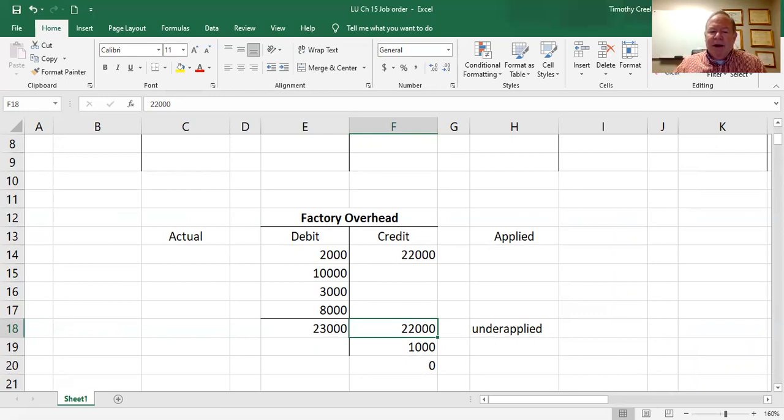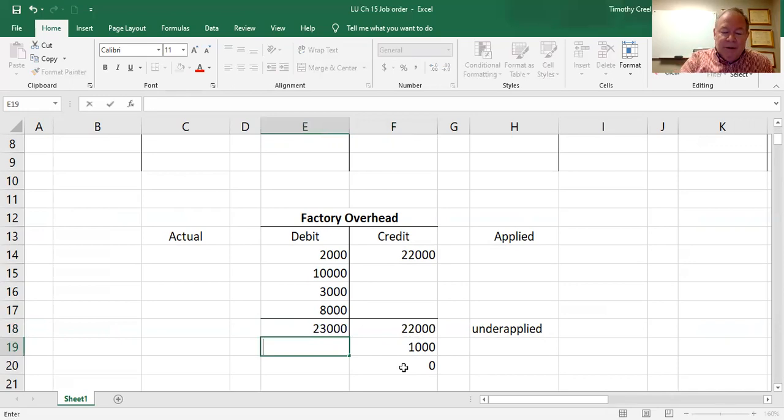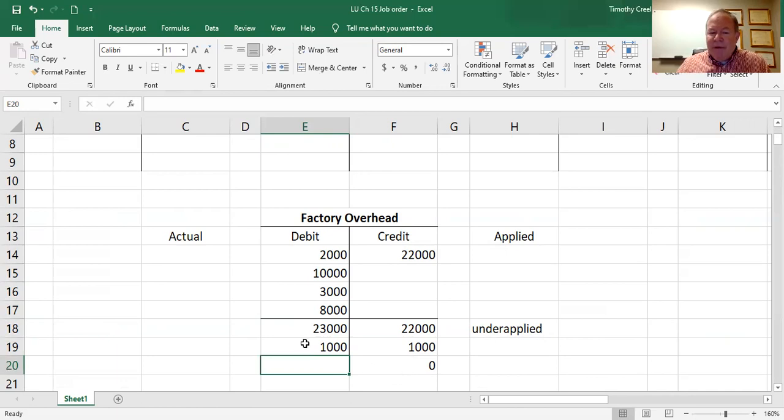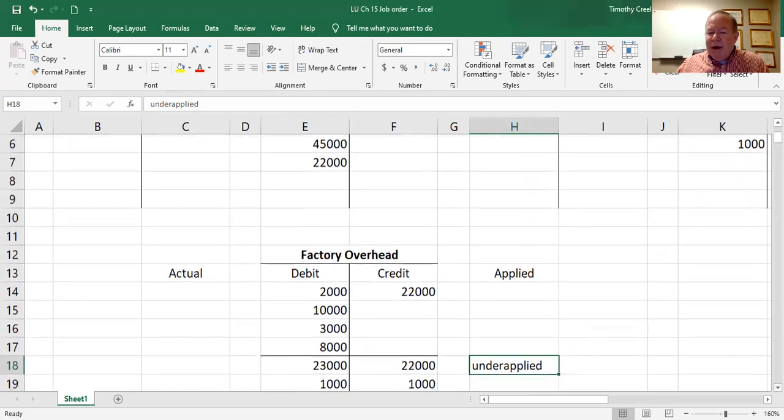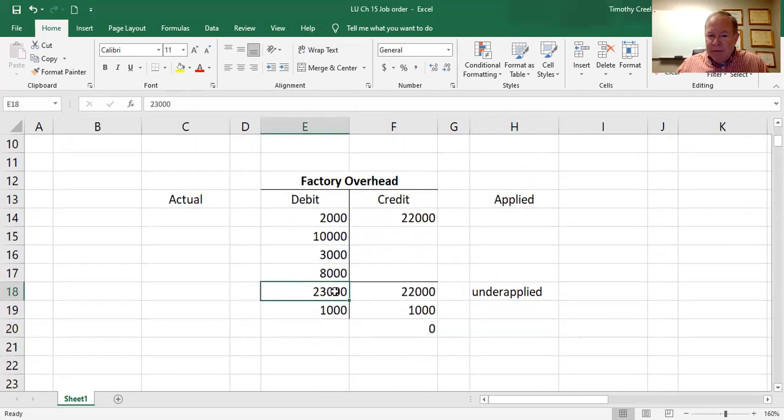So in this example right here, we have under applied because we applied less to the product than our actual overhead was. So what this means is if we were looking at this account right now, we would take the larger side minus the smaller side. And as of right now, we would be sitting here with a $1,000 debit balance, and we've under applied because we did not apply as much as actual.